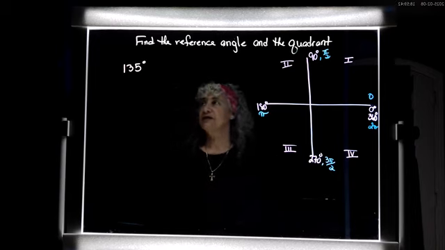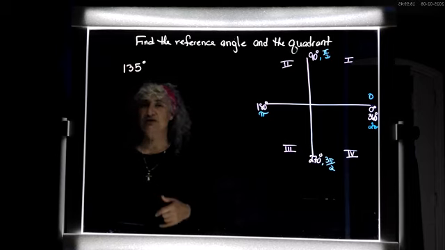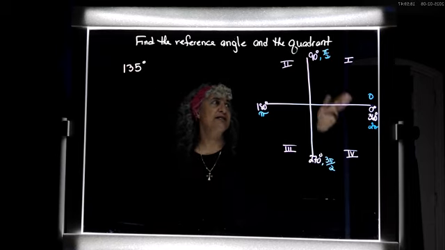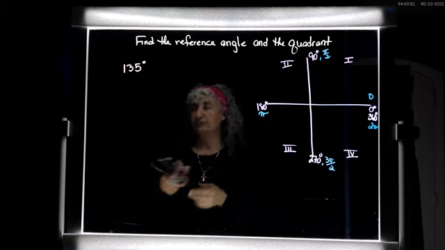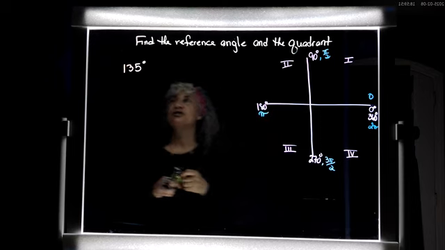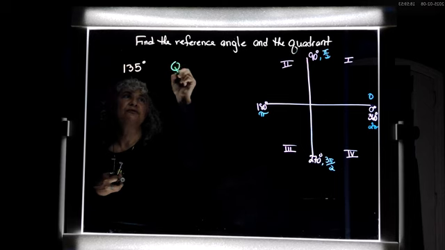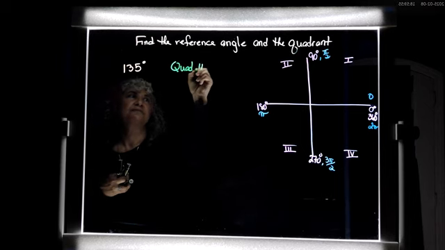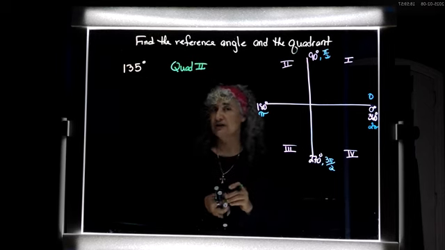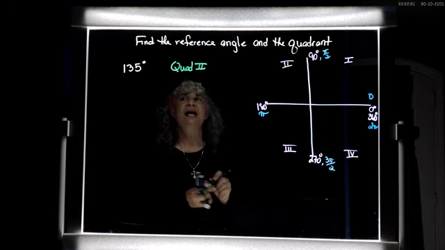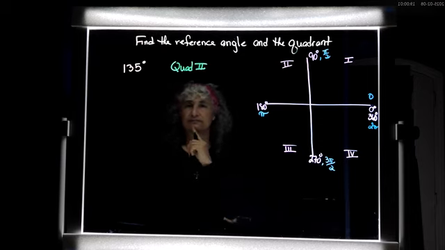Now, first things first, we have 135 degrees. Well, that's very easy to determine. It's in quadrant 2, isn't it? All right, so we've got this as a quadrant 2 angle. Okay, sometimes you go for the easy answers first. But now I need the reference angle.